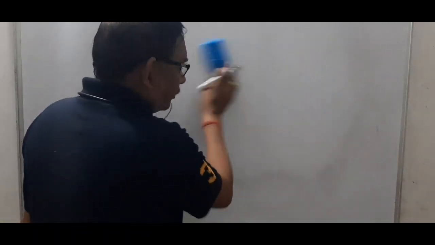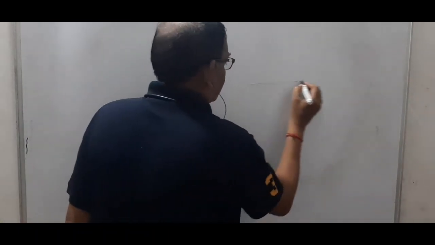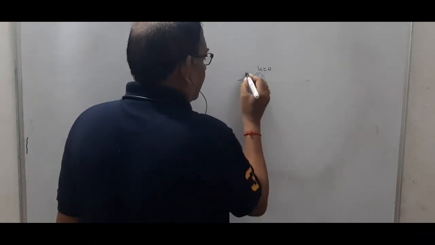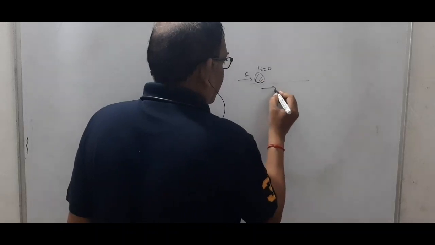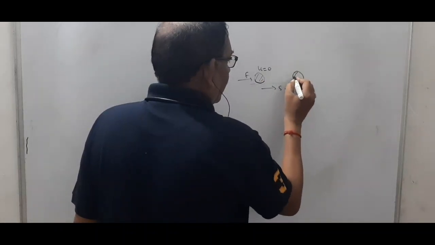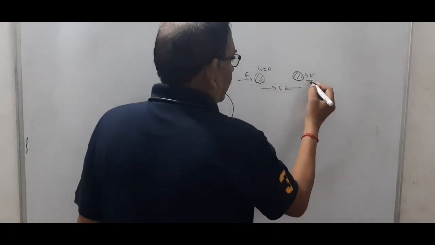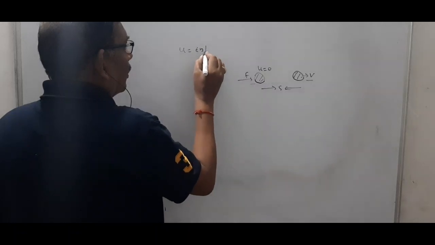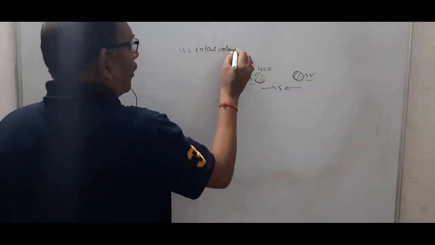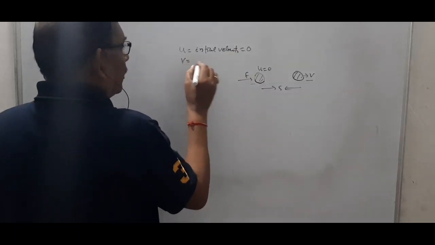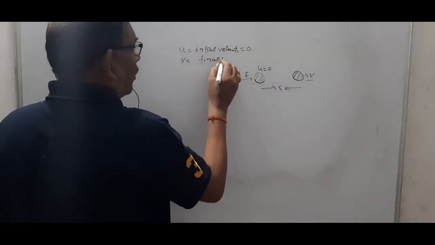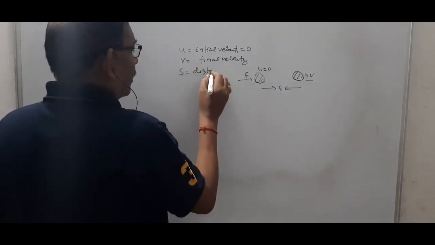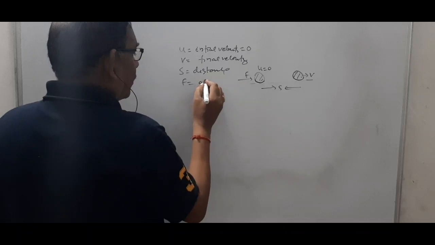Now, u is equal to 0, there is a constant force, s is the distance covered by the body, and the final velocity is v. So u is your initial velocity, which is equal to 0, v is your final velocity, s is the distance, and F is the applied force.